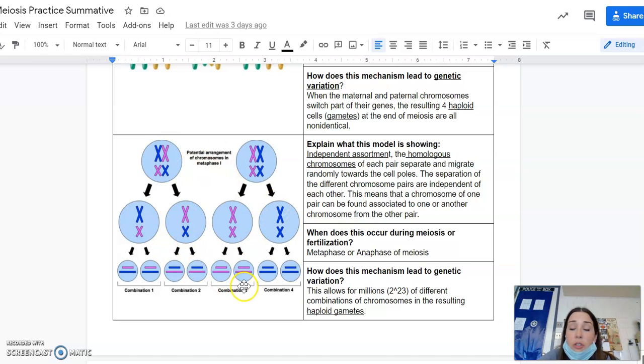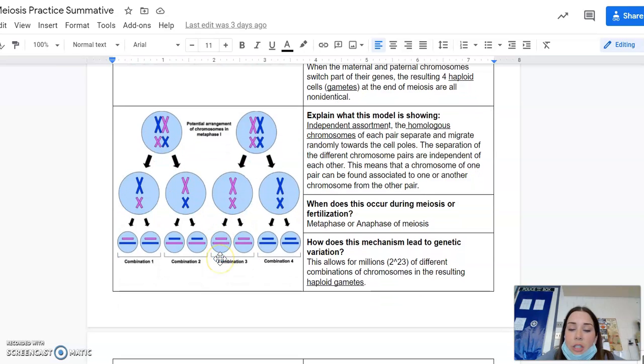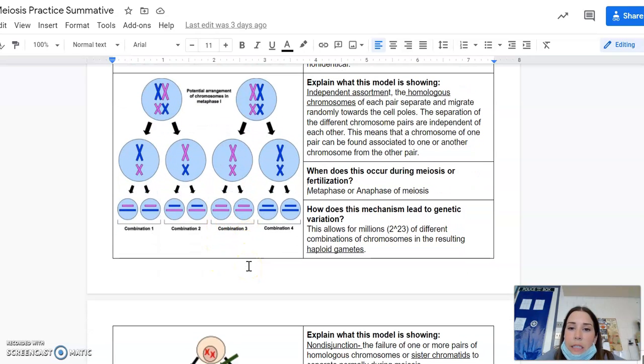This one is showing independent assortment. This is where homologous chromosomes, how they line up in the middle of the cell during metaphase, is completely random. But once these cells split and these chromosomes go over here, these go over here, each one of these resulting gametes will have a different combination of chromosomes. This is the one that results in over 8 million different combinations of chromosomes in humans. I don't know why I put metaphase here. This should be metaphase. This happens in metaphase of meiosis.